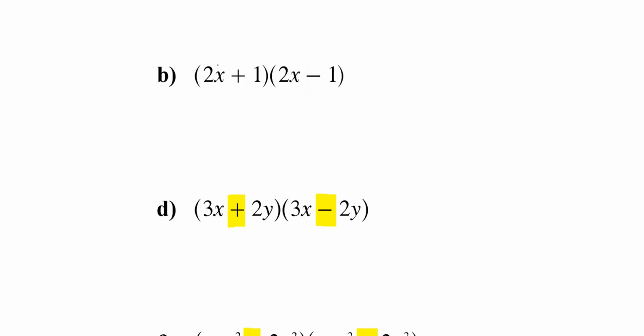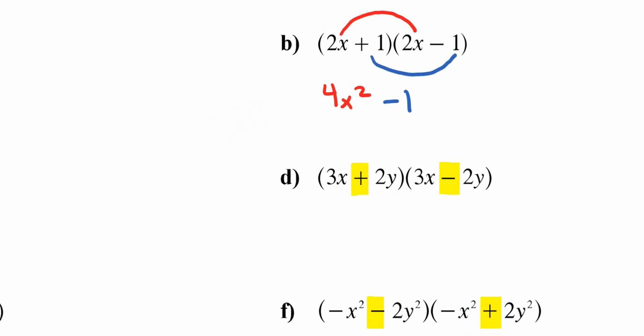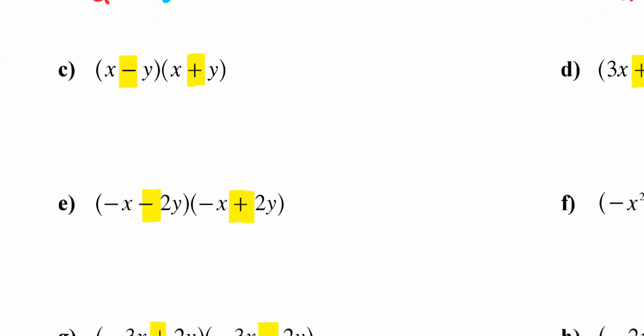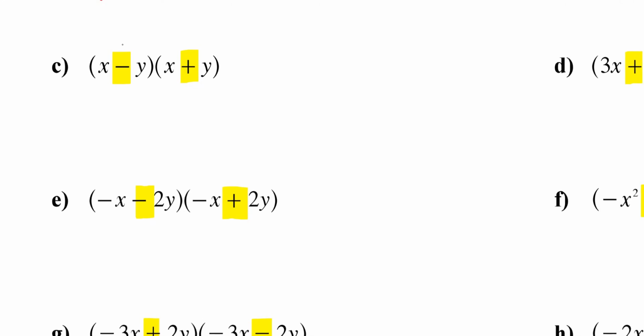Okay, great. So what that means is I take my 2x and times by my 2x, which is going to be 4x squared, and then I take my last term, 1 times -1, which is -1, and that's it. All right, so we can do that because one sign is negative and one sign is positive. So that's why we can take a shortcut for these kind of problems.